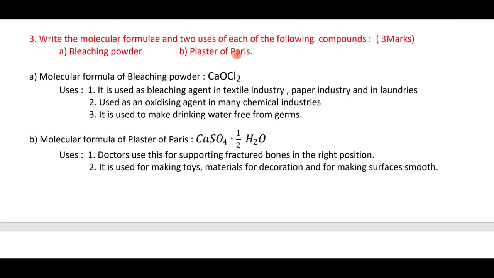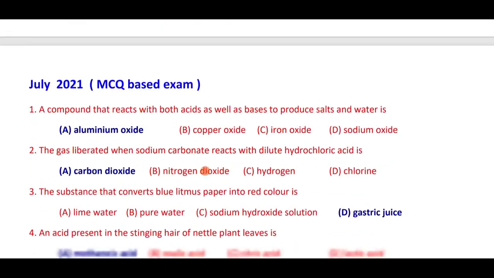Next, uses of plaster of Paris. The molecular formula of plaster of Paris is CaSO4.1/2H2O. Doctors use this for supporting fractured bones in the right position. It is used for making toys, materials for decoration and making surfaces smooth.